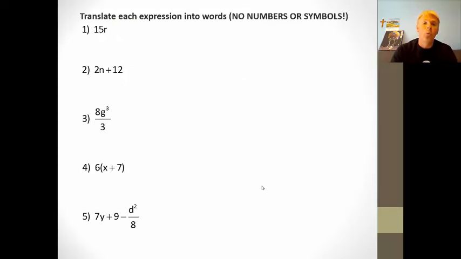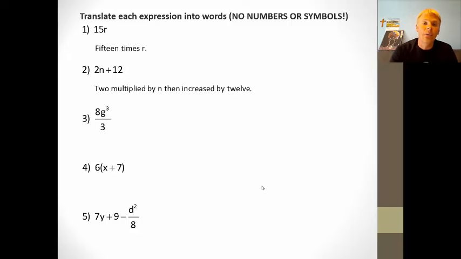So now that we've done from a verbal phrase to a mathematical phrase, let's flip it around. Let's start with mathematical and go to verbal. So in our first example here, you could describe this as 15 times r. You could also say the product of 15 and r. You could say 15 multiplied by r. There's lots of different ways to take a mathematical phrase and express it verbally, because we have many different phrases which communicate the same mathematical process there.